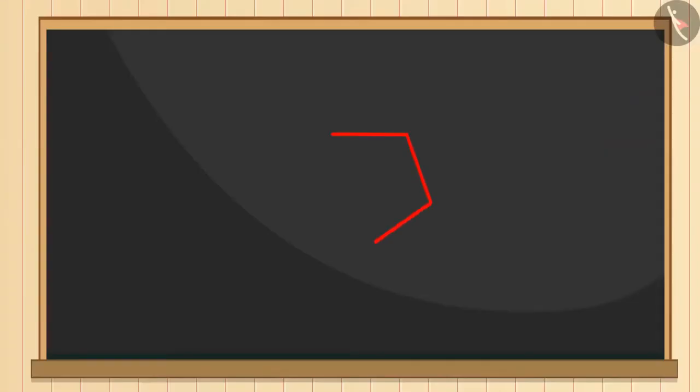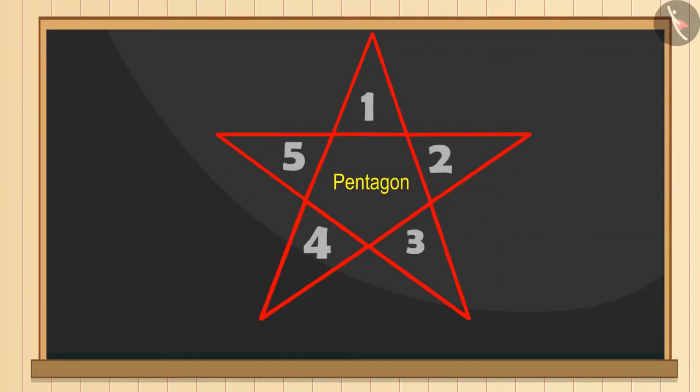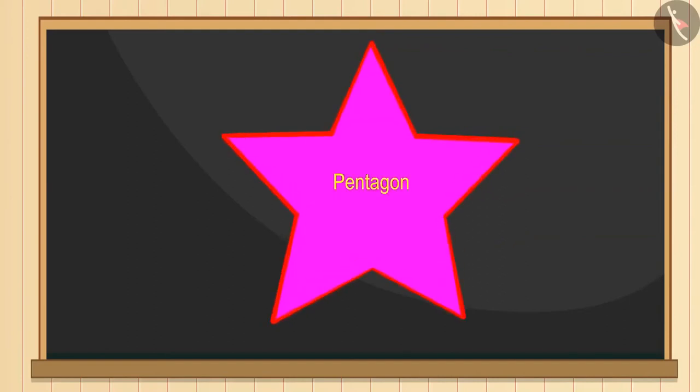See, Priya, to make a star, first of all, you need to make a pentagon. Now make a triangle on each of its edges. You have to make 5 triangles like this. And see, we have formed a star.